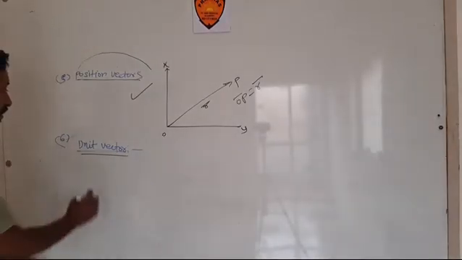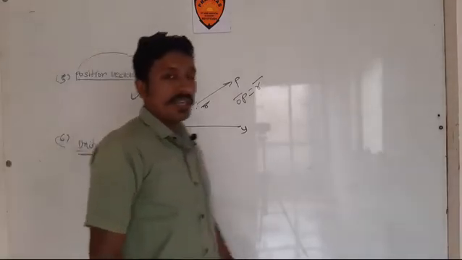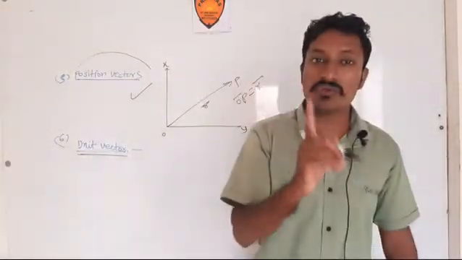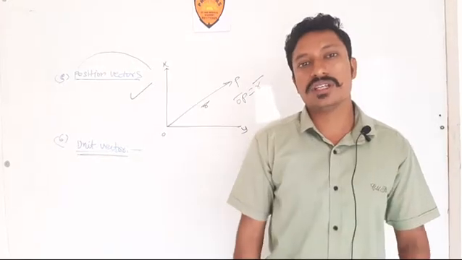What are unit vectors? A vector having magnitude 1, magnitude is unit, is known as a unit vector.